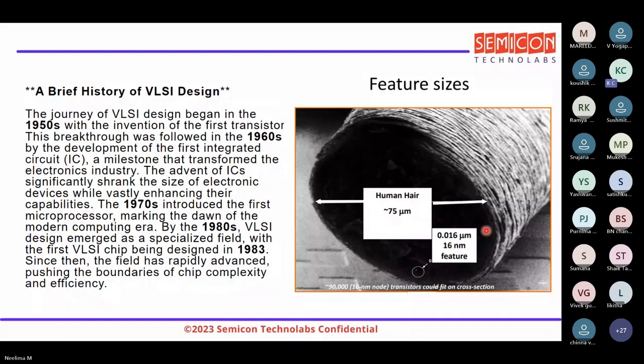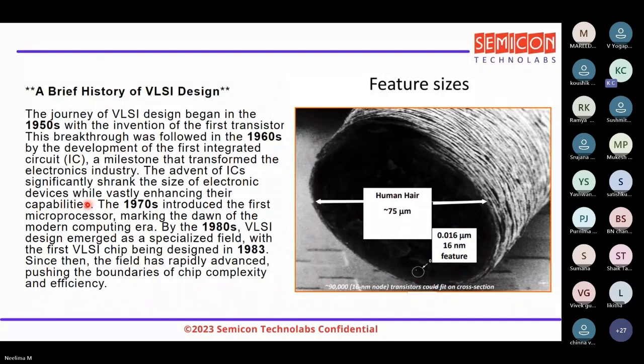This breakthrough was followed in the 1960s by the development of the first integrated circuit, a milestone that transformed the electronics industry. The advent of ICs significantly shrank the size of electronic devices while vastly enhancing their capabilities. How can you enhance their capabilities? By a simple logic: adding more and more transistors, right?